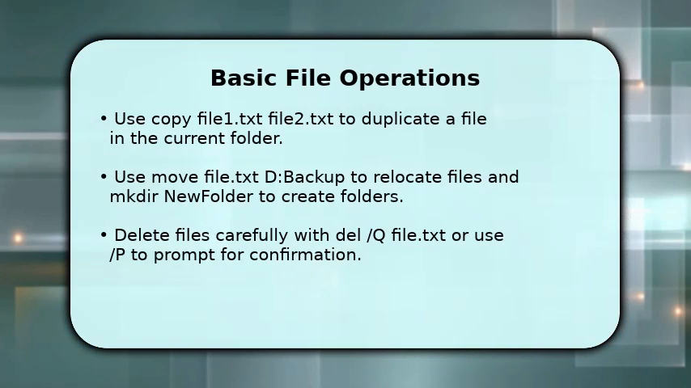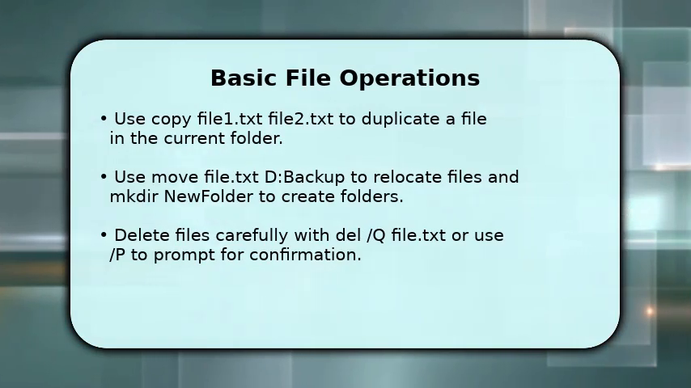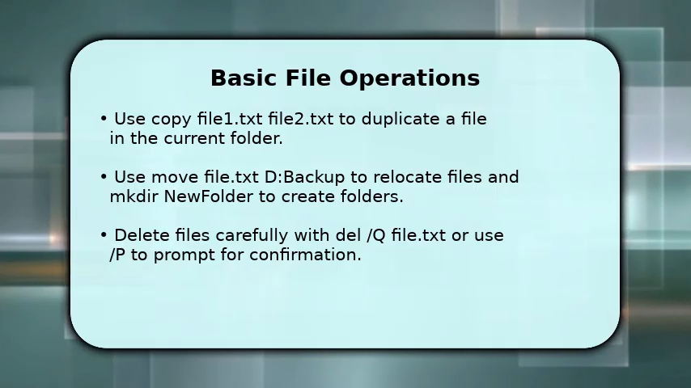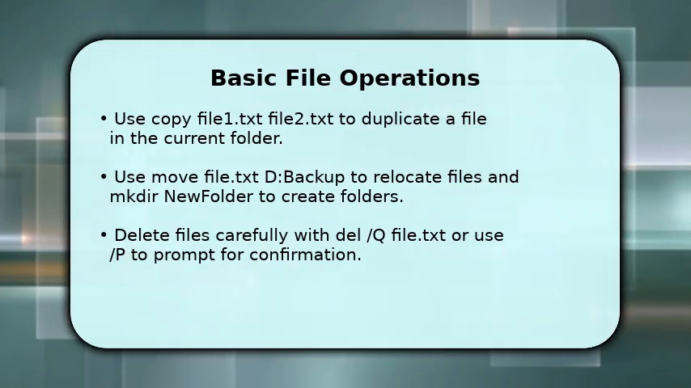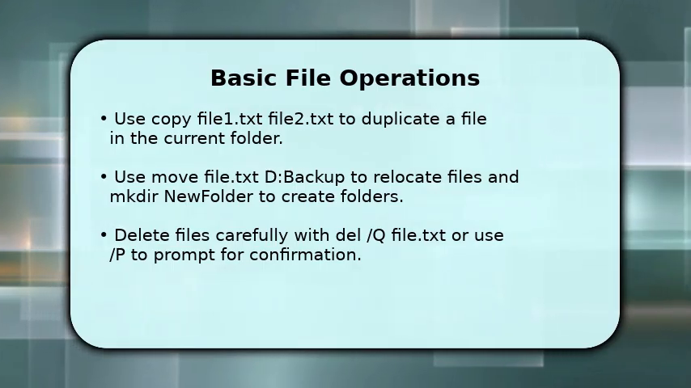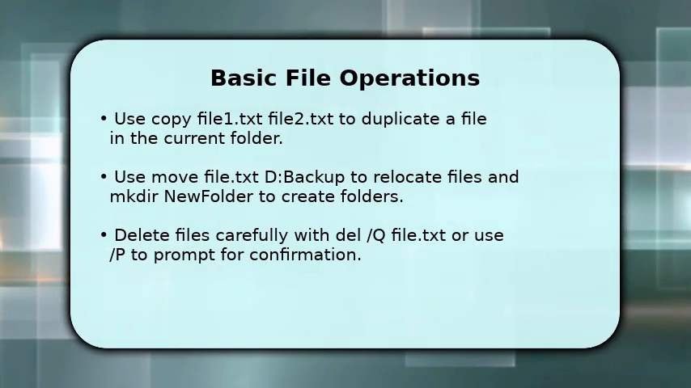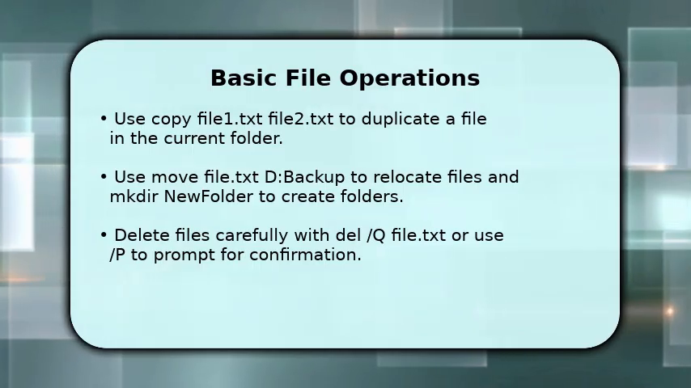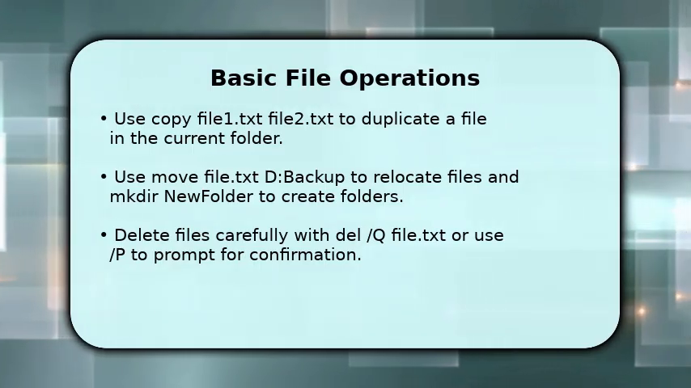Use copy file1.txt file2.txt to duplicate a file inside the current folder quickly. When you need to relocate a file, type move file.txt D:\backup to send it elsewhere. Create folders with mkdir newfolder and remove empty folders with rmdir oldfolder.